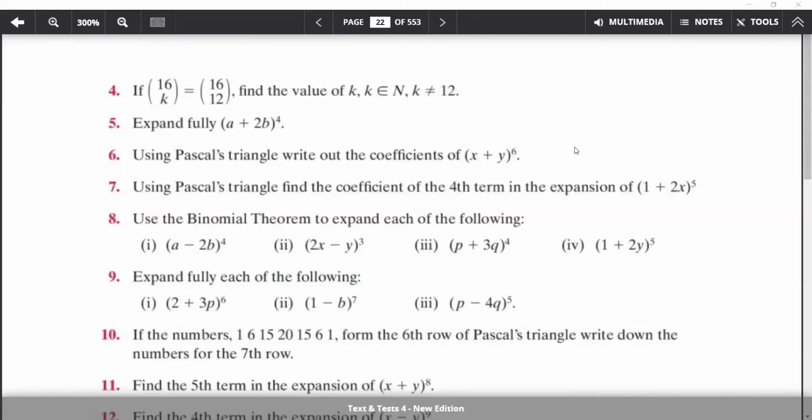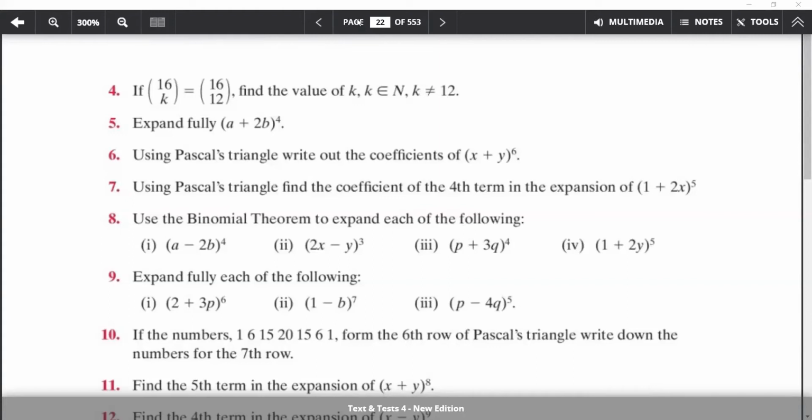Hi everyone, we are looking at Text and Tests page 22. This is exercise 1.5. We're going to skip questions 1 to 4, which have something that we're going to meet later on in the course. I'm just not going to get bogged down in it right now. First of all, we're going to be looking at question 6 here and question 8, part 1.